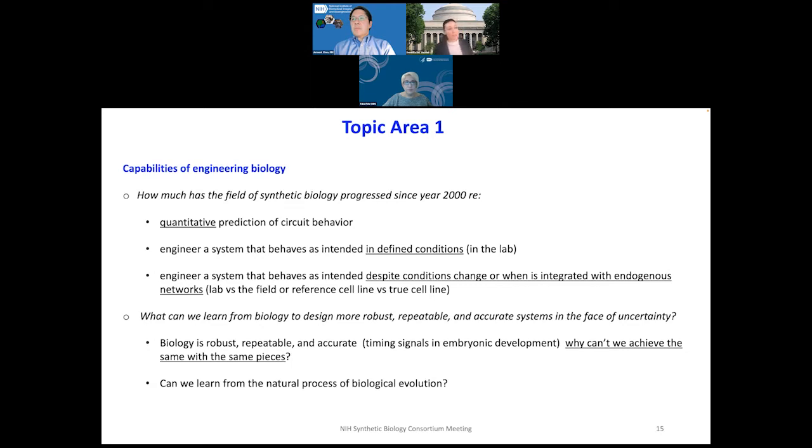For example, the timing of signals in embryo development is accurate, precise, and repeatable. Why can't we achieve the same with the same pieces, essentially? And can we learn from the natural process of evolution in order to achieve these goals? So for that, I will just open the table here for any comments. Please raise your hand or just put your thoughts in the chat.